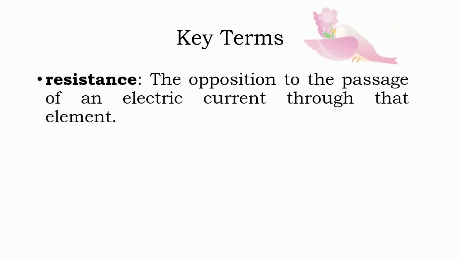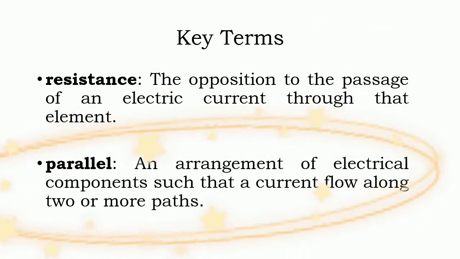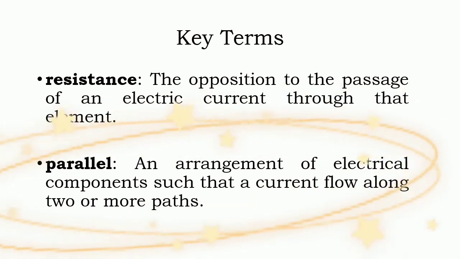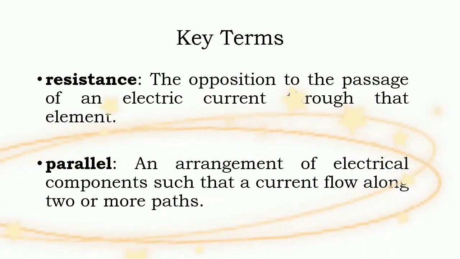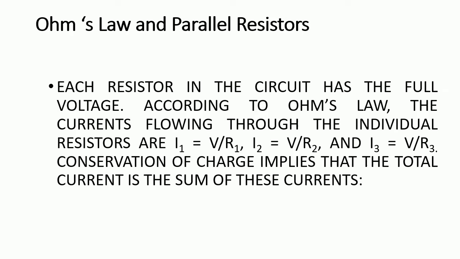One is resistance. So, resistance is the opposition to the passage of an electric current through that element. And parallel naman is an arrangement of electrical components such that a current flow along two or more paths. Pwede tayong gumamit ng Ohm's law in parallel circuit. So each resistor in the circuit has the full voltage.